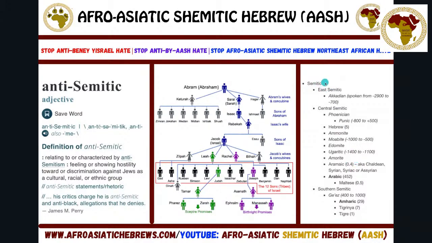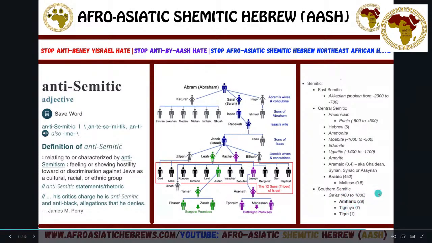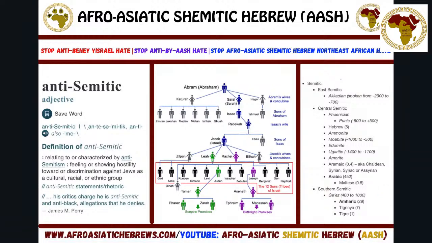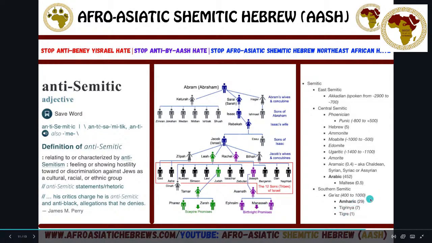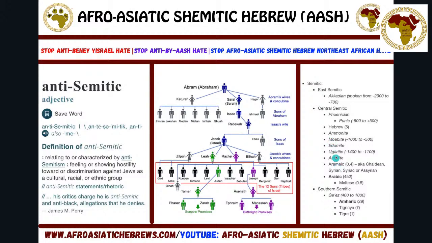You have Semitic, Eastern Semitic, Akkadian, Central Semitic, Phoenician, Hebrews, Ammonites, Moabites, Edomites, Ugarites, Amorites, Aramaic, Syrian. You have Southern Shemitic Ge'ez, which is Amharic, Ethiopian, Tigrania, Eritrean. I think Tigray is in both Ethiopia and Eritrea. So you have Hebrews, we are Central Shemitic, and then you have the Amharic Ethiopians and the Tigranian Eritreans, which is Southern Shemitic.